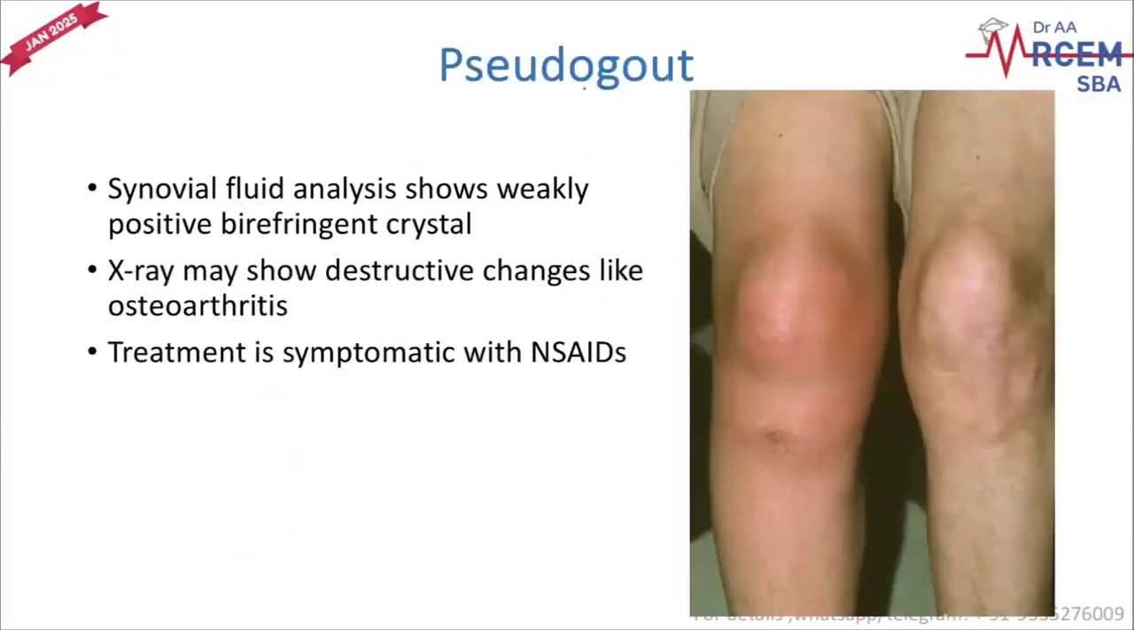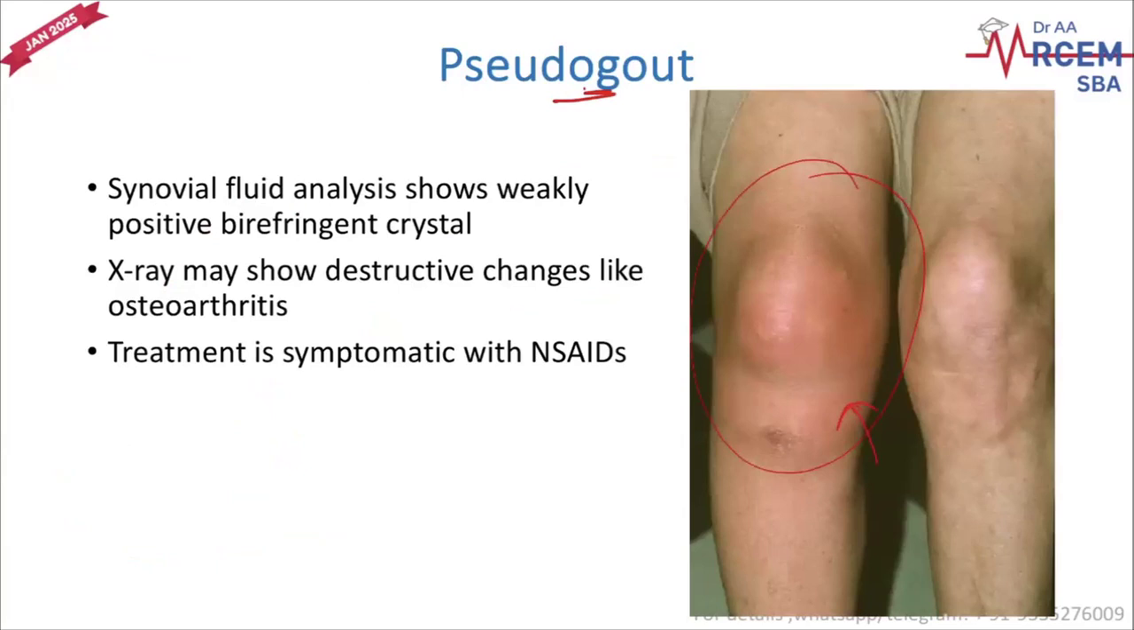Pseudogout. Pseudogout, contrary to gout, doesn't involve the small joints. Small joints are mainly seen in gout. Pseudogout involves the larger joints, especially the knee. You can see the knee here, the joint itself is inflamed, there is red skin, and there is some amount of swelling also present.